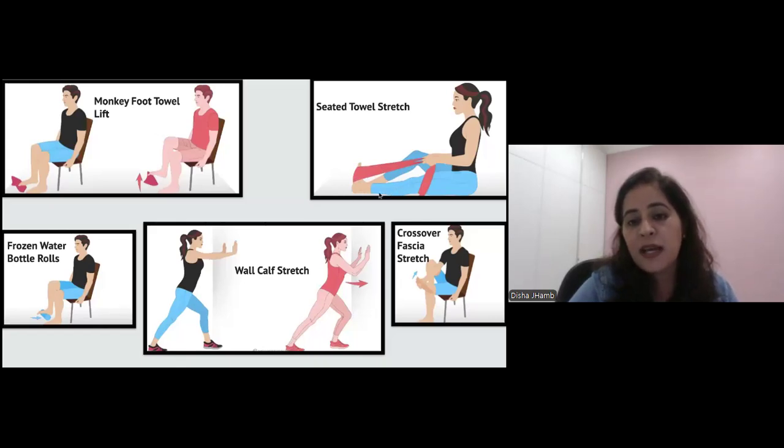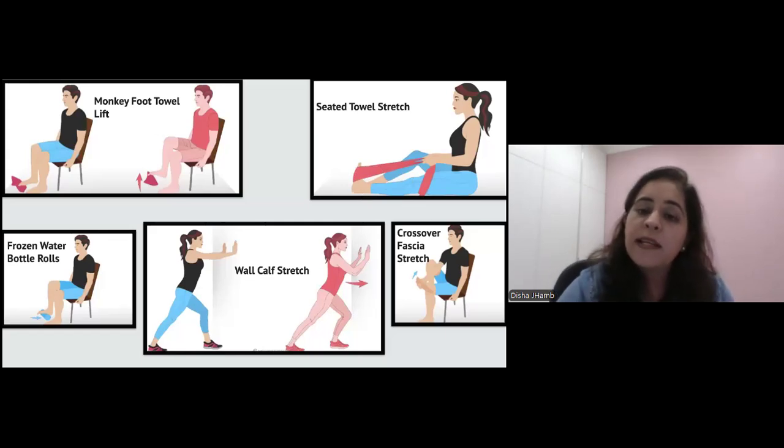This is where your Achilles tendon is. This is where your calf muscle is. And this entire area is your plantar fascia. So when you stretch, you will feel a stretch over here. Try to hold the stretch for 10 seconds and repeat it for, let's say, 3 to 4 times.